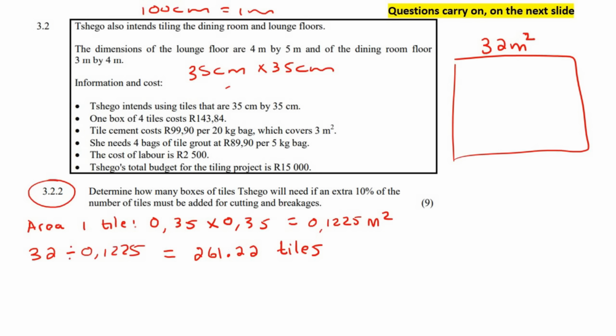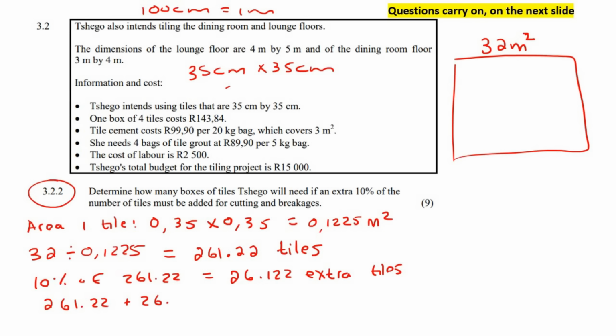Now obviously we can't order half of a tile or whatever, but let's just quickly add on the 10%. They said we're going to add on 10%. So what is 10% of 261.22? Well, that's going to be 26.122. So that's how many extra tiles we are going to have to buy. So how many tiles do we need in total? That'll be 261.22 plus 26.122.